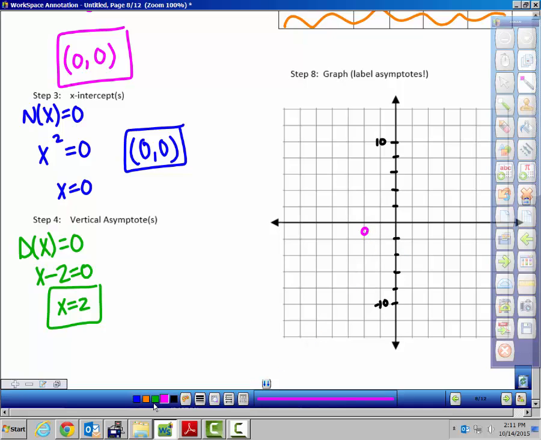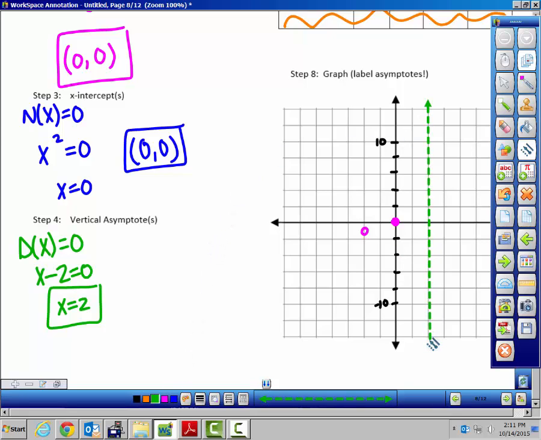And then I had an x and y intercept at the origin. And then I had a vertical asymptote at x is 2. I did not have a horizontal asymptote, and I did have a slant asymptote at y equals x plus 2. So again, 2 is the y-intercept, and the slope is just 1.